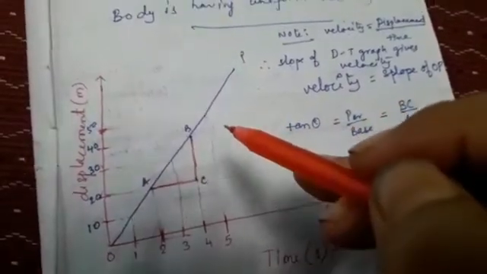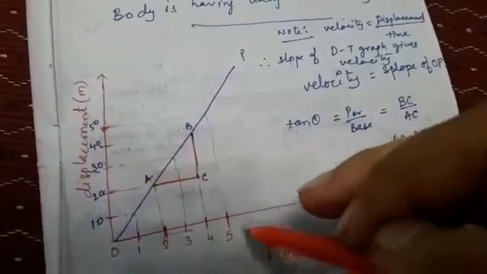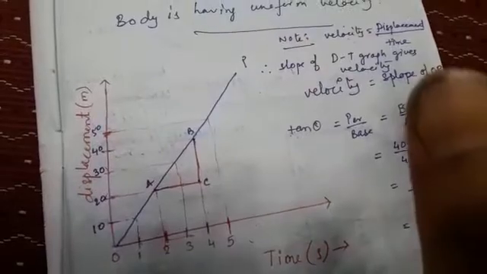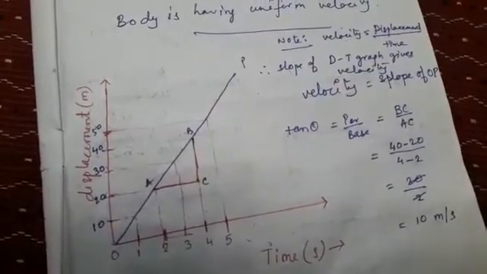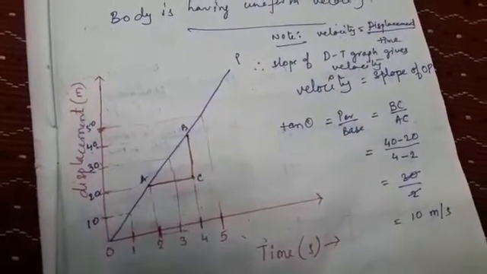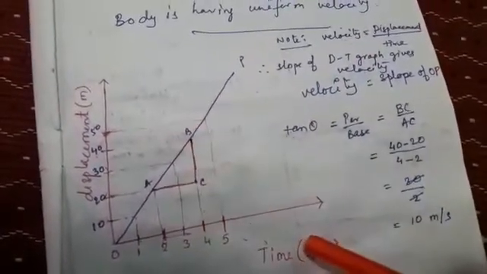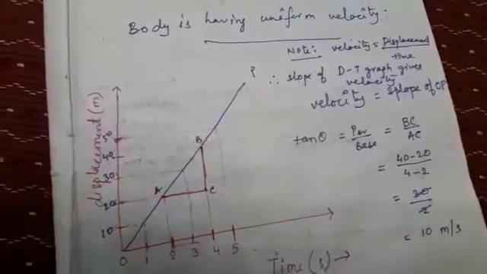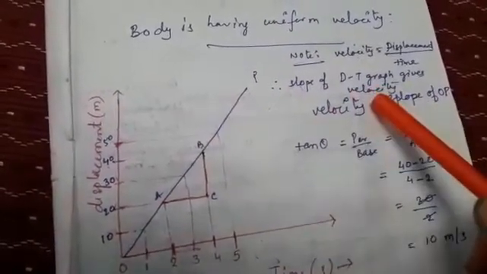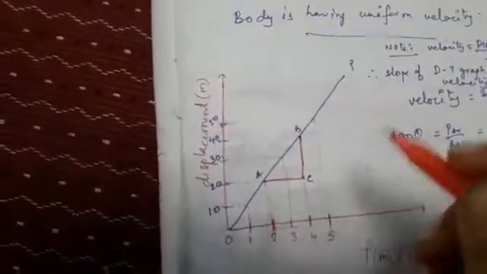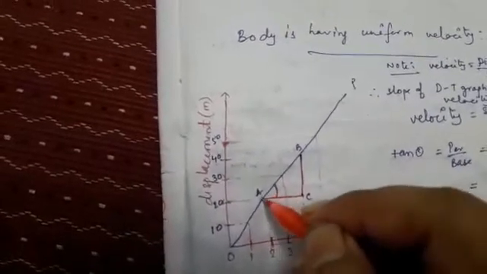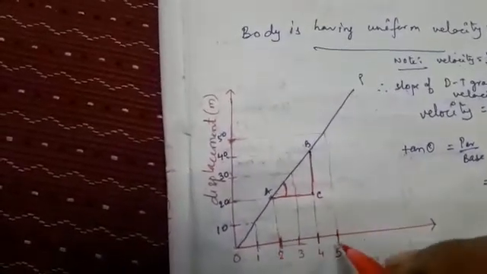Always remember, the slope of the displacement time graph will give you velocity, and the slope of the velocity time graph will give you acceleration, because acceleration is the rate of change of velocity, that is velocity by time. Now see, slope is the inclination, the angle which this line is making with the x-axis.